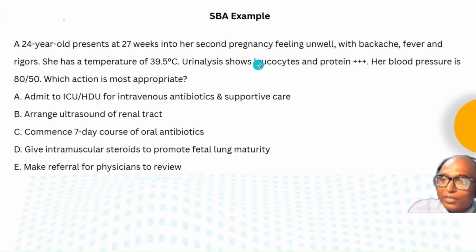The most probable source is a urinary tract infection. The infection is so severe that her blood pressure is dropping. So what she requires is ICU or HDU admission for IV antibiotics and supportive care. Your other answers may be partly correct, but the most appropriate in this scenario is admission to the ICU or HDU, IV antibiotics and supportive care. This is the best and correct answer for this scenario. So this is what they are going to test, and that is what makes this examination a little different from our traditional examinations.